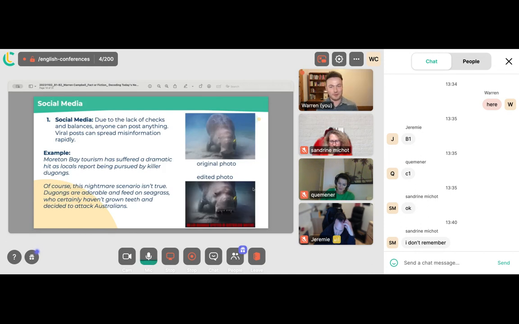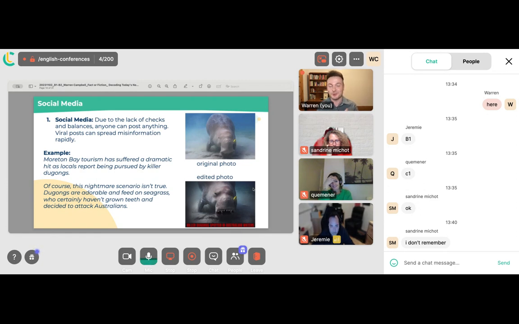Now, the first media type here that is definitely prone to misinformation and fake news, social media. We all use social media. We've all used Facebook, Instagram, Twitter, now X, all of these sources at one time, right? Now, due to the lack of checks and balances, anyone can realistically post anything.